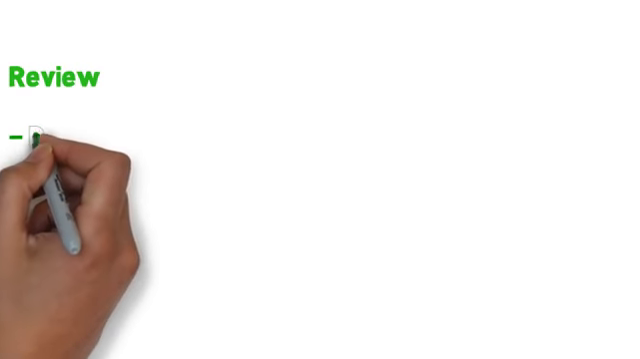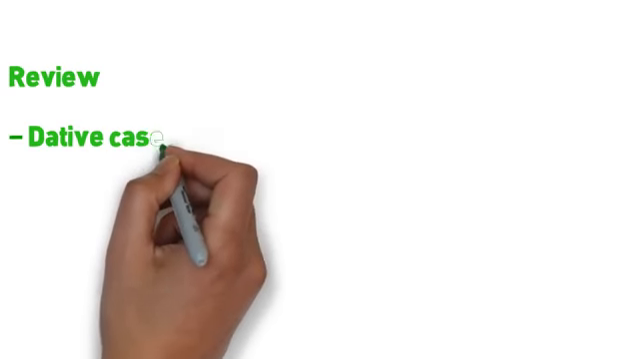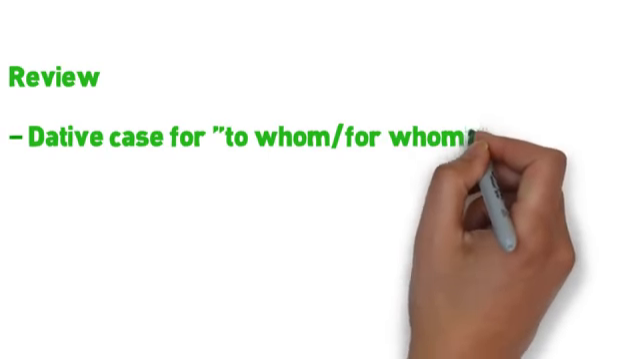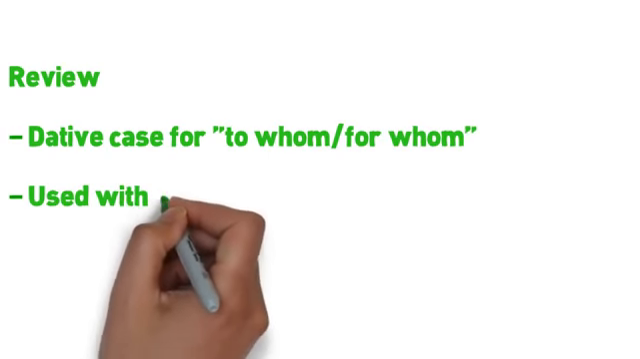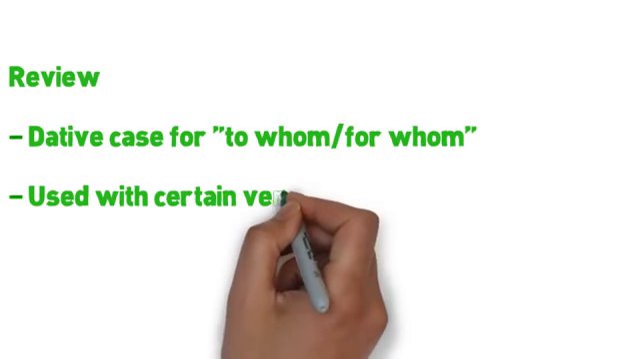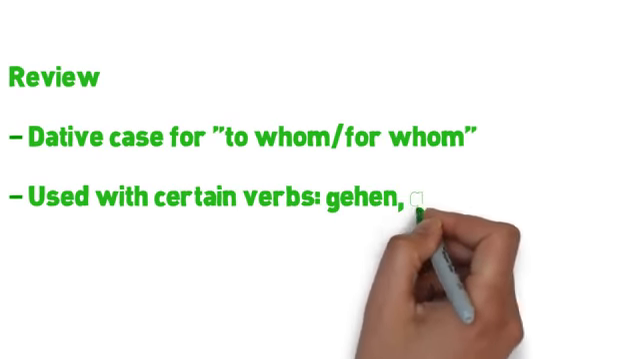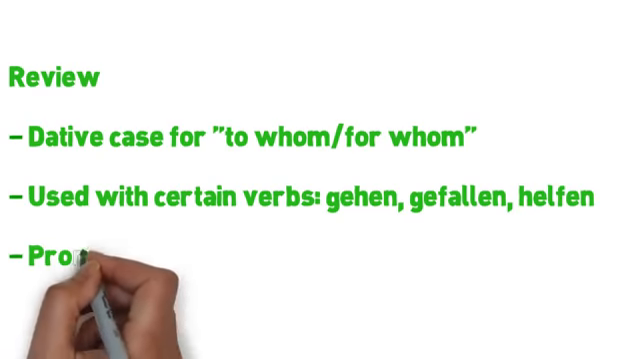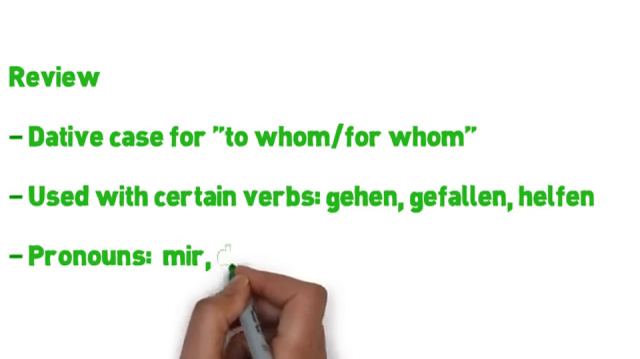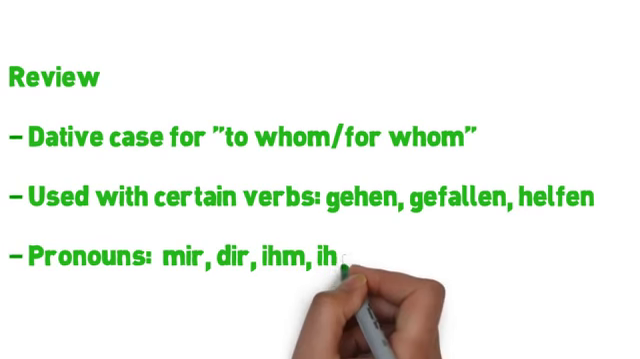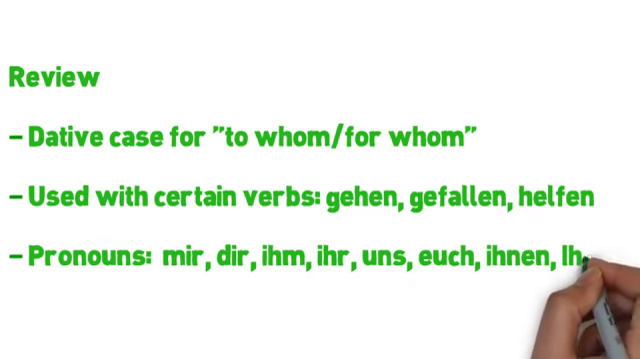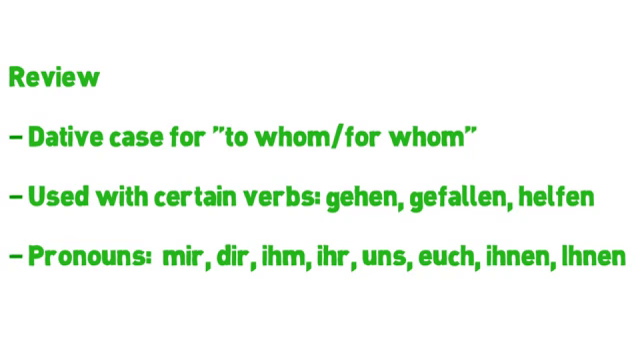Let's review how to use certain verbs with the dative case. First of all, we use the dative case in order to specify to whom or for whom things are happening in a sentence. Certain verbs, such as gehen, gefallen, and helfen, will require you to use the dative case after them to say to whom something is likable or helpful, or for whom it's going well, for instance. Finally, practice these dative case pronouns, mir, dir, ihm, ihr, uns, euch, and both forms of ihnen.